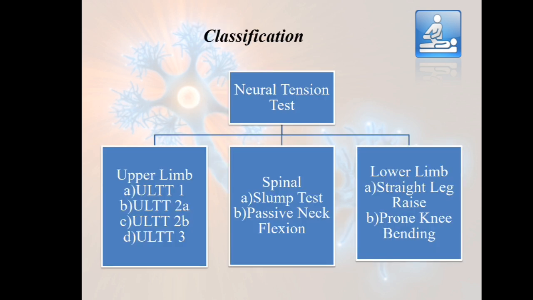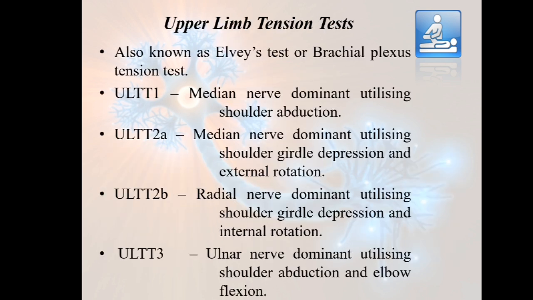So this is the classification of neural tension tests. We have the upper limb, spinal and lower limb tension tests. The upper limb tension test is also known as the Elvey test or brachial plexus tension test. In upper limb tension test 1, the median nerve is dominant, utilizing shoulder abduction. In 2a, the median nerve is dominant, utilizing shoulder depression and external rotation. In 2b, the radial nerve is dominant, utilizing shoulder girdle depression and internal rotation. And in 3, the ulnar nerve is dominant, using shoulder abduction and elbow flexion.